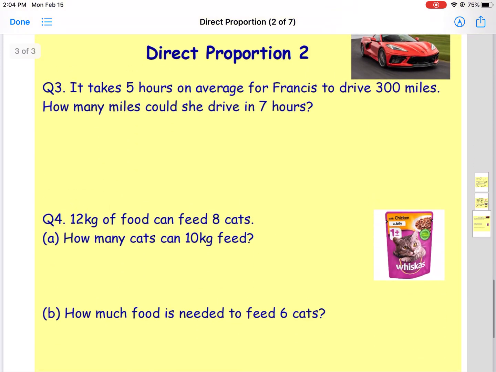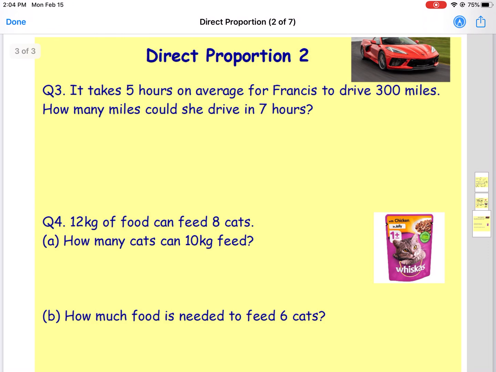Right, questions 3 and 4 are slightly trickier. They require a lot more calculations, but they start off very similar. So in question 3, we are told that it takes 5 hours on average, and that 'on average' is quite an important point there. It takes 5 hours on average for Francis to drive 300 miles.